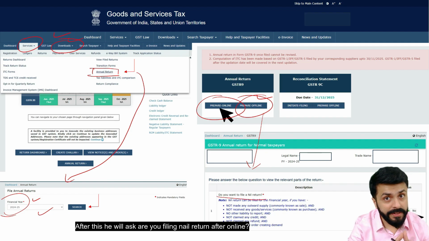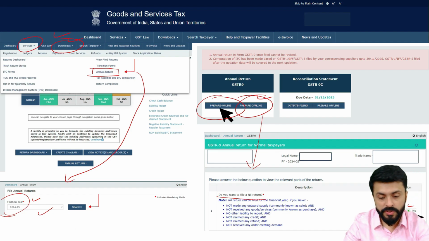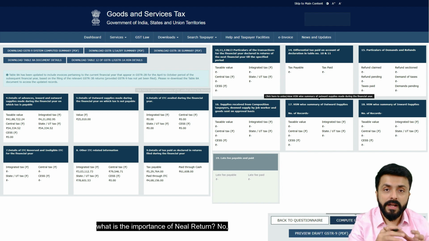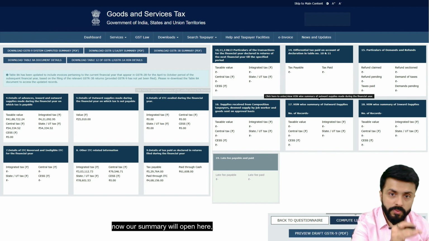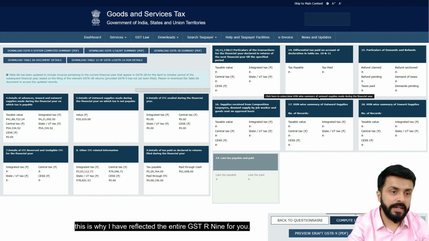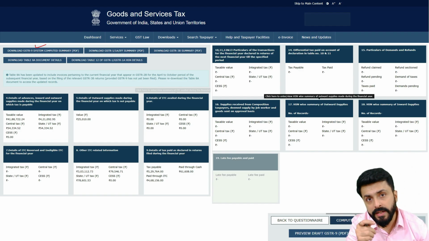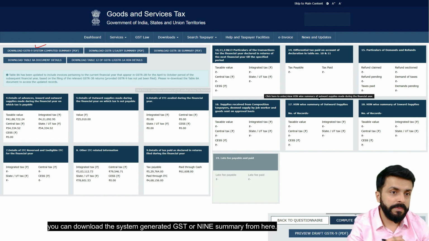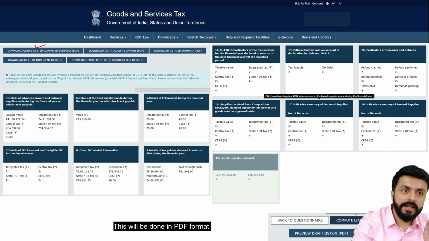After this, it will ask, are you filing a nil return? We had just understood the concept of nil return. What is the importance of nil return? No. We will select no here and proceed further. Now our summary will open here. This is where I have reflected the entire GSTR-9 for you. First of all, you can download the system generated GSTR-9 summary from here. This will be in PDF format.